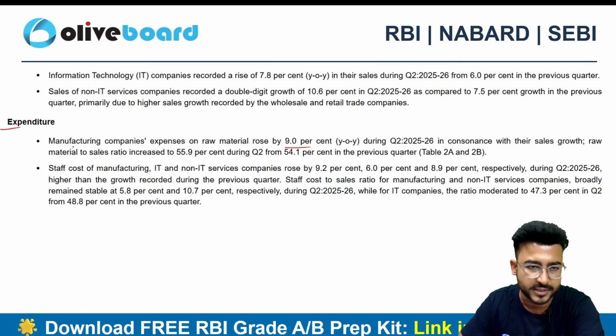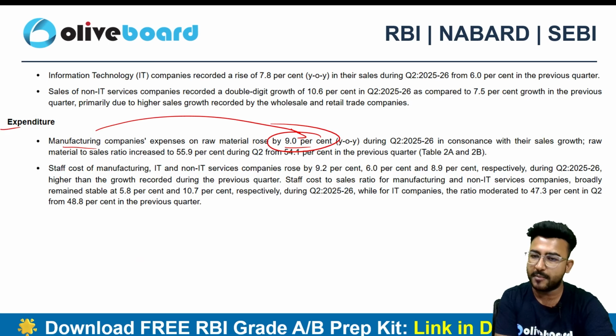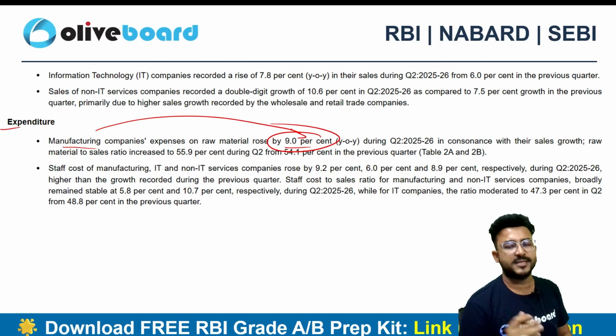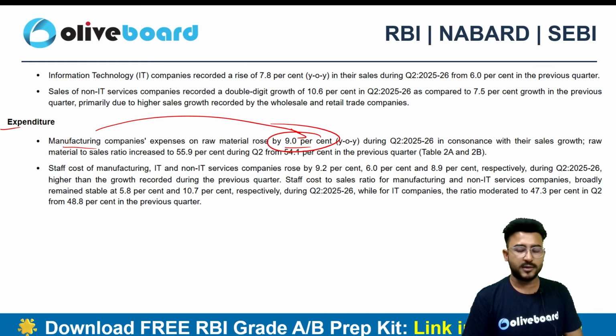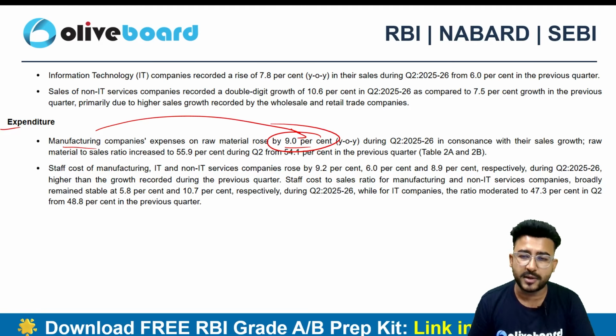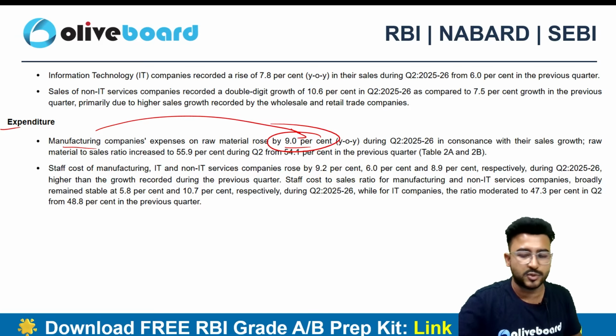And if I talk about expenditure, then the manufacturing companies' expense on raw material has increased by 9% compared with year-on-year data. Now what you guys need to do is try to remember the crucial data points that I am telling you. Otherwise there are too many data points you can remember for the examination, but they are not relevant. The major pointers and the driving reasons you can remember.